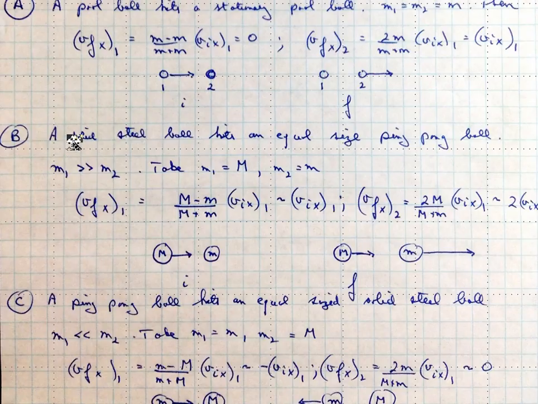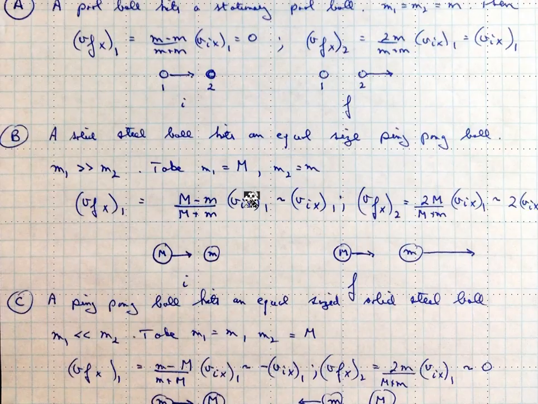That's one case. We want to consider three cases. Second case is, let's say we had a solid steel ball hitting an equal size ping pong ball. Well, clearly in that case, little m1 would be the steel ball, little m2 would be the ping pong ball, and m1 would be much, much bigger than m2. And so just to emphasize that, I'm going to take little m1 to be big M and little m2 to be little m.